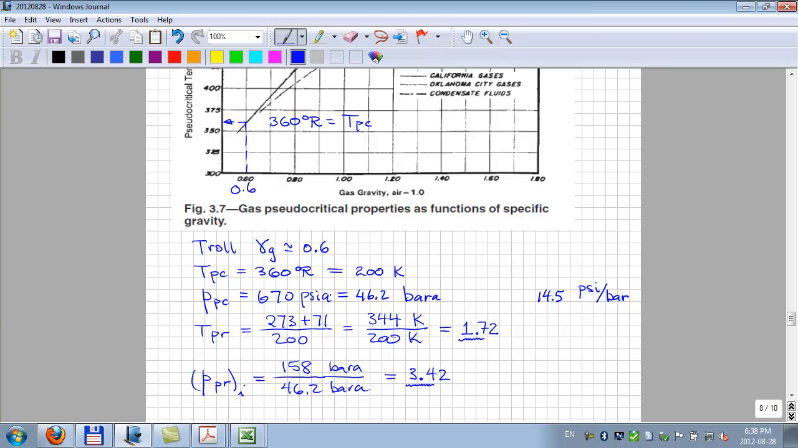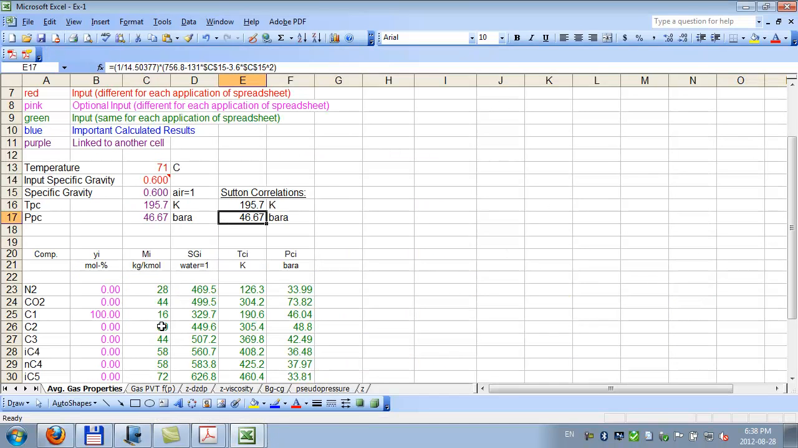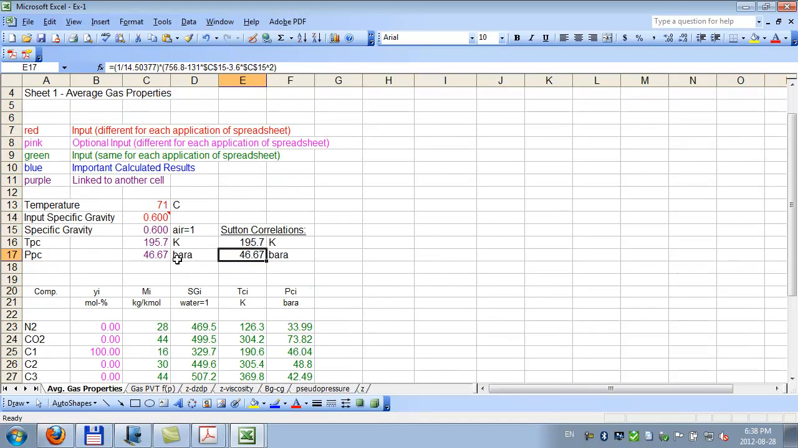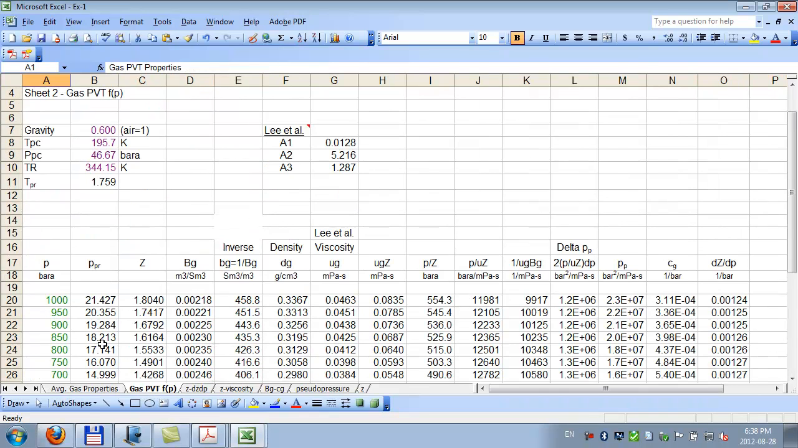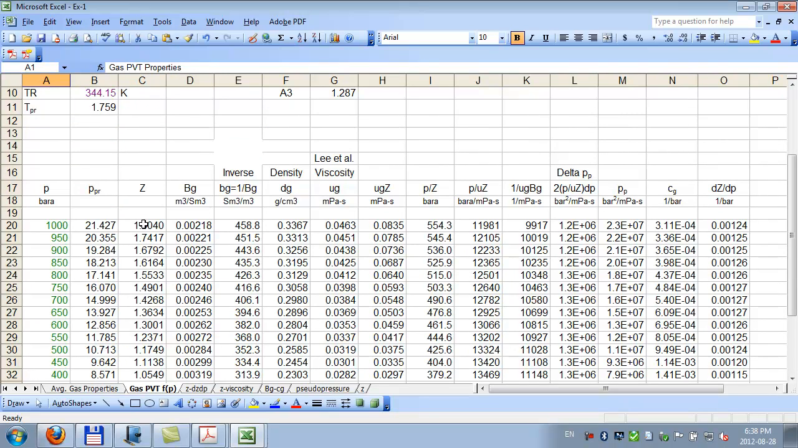So they're pretty much the same numbers. But that's just to get the pseudocritical pressure and temperature. This next sheet, gas PVT as a function of pressure, is where it calculates the pseudo reduced pressures, and then it uses this complicated equation in the book, chapter 3. I'll show you that.